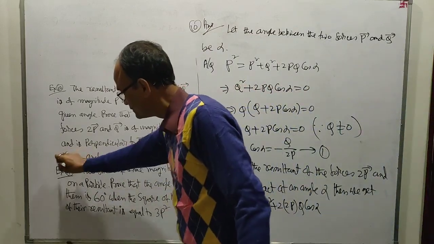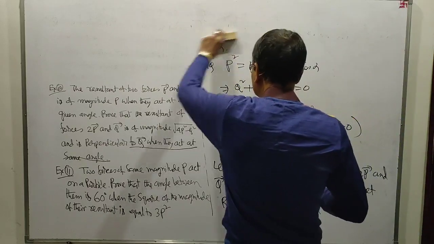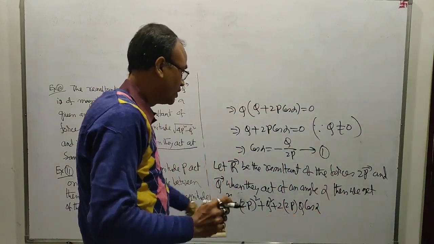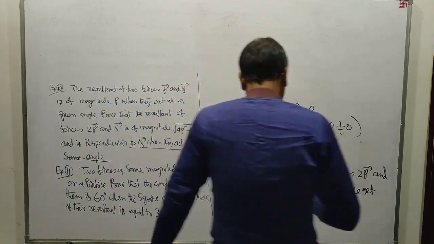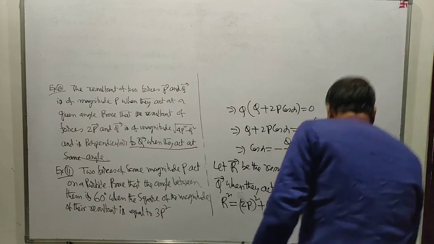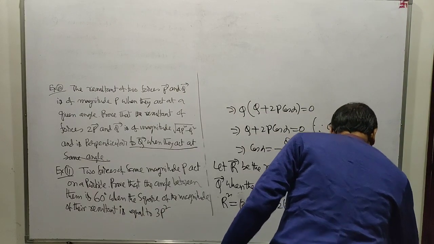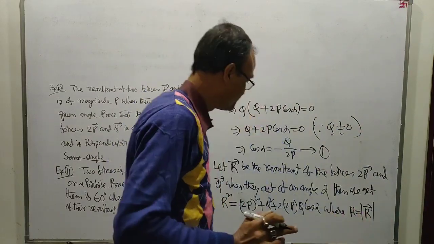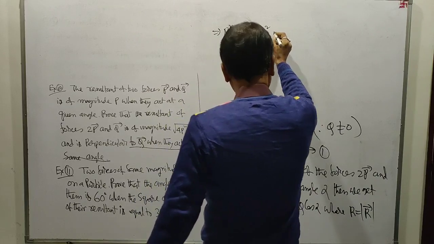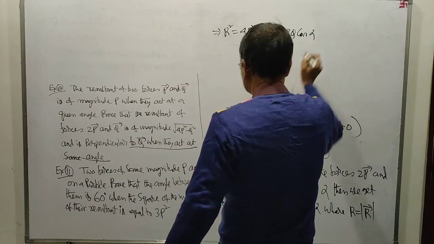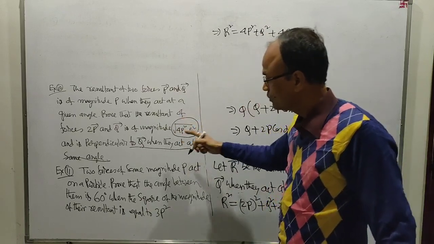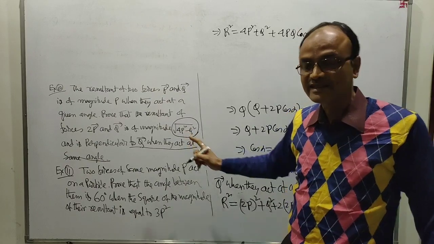When they act at the same angle, where R is the magnitude of the resultant. This means R square equals 4P square plus Q square plus 4PQ cos alpha. You see in the question, we have to show that the magnitude of the resultant is this.